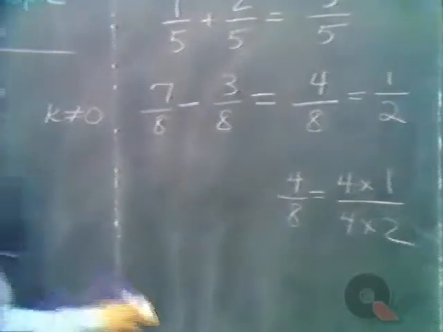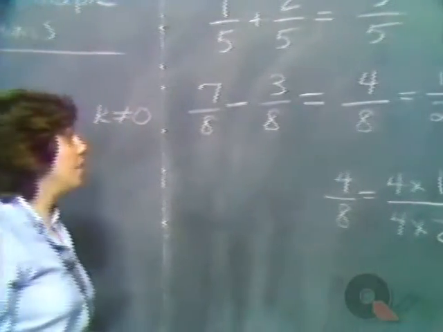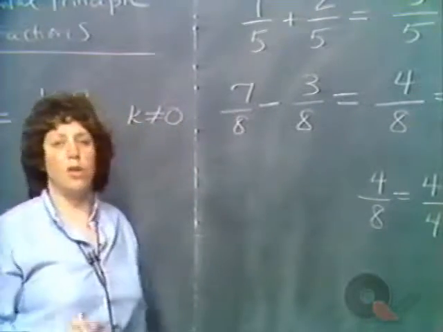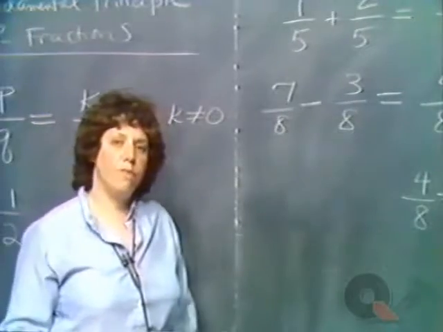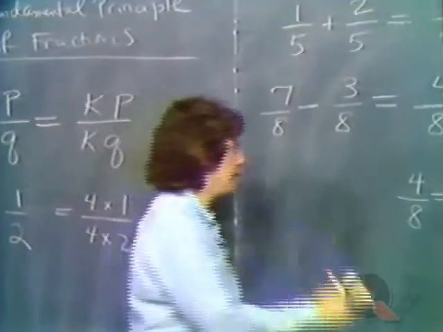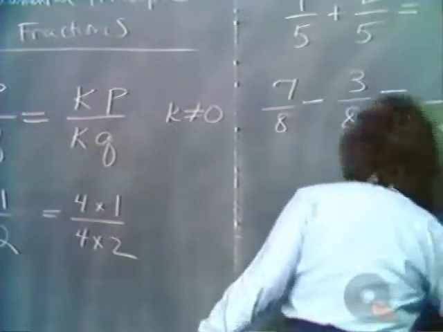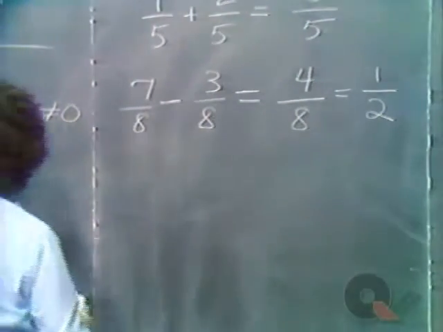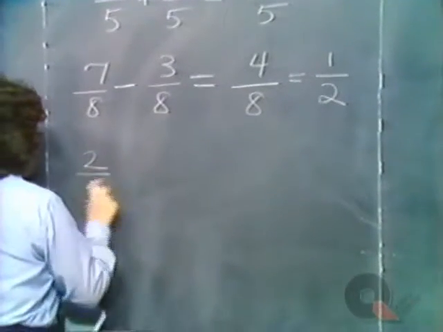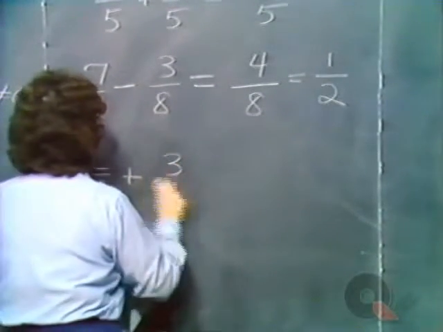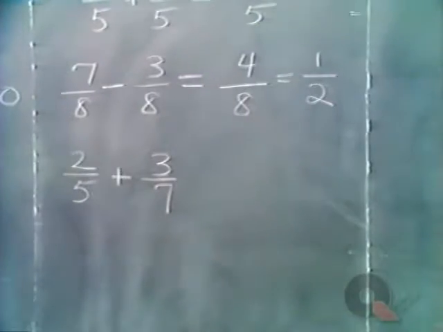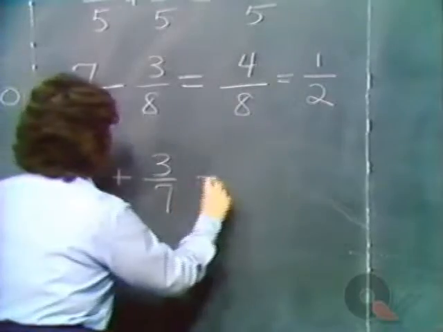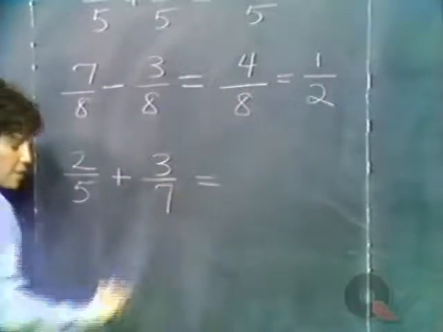Now, this is if the fractions have the same denominator to start with. If not, what you must do is to first rewrite each fraction as an equivalent fraction where all the equivalent fractions have the same denominator. Let's try an example. Let's say we want to add 2/5 plus 3/7. They do not have the same denominator. You cannot simply add up the tops and add up the bottoms.